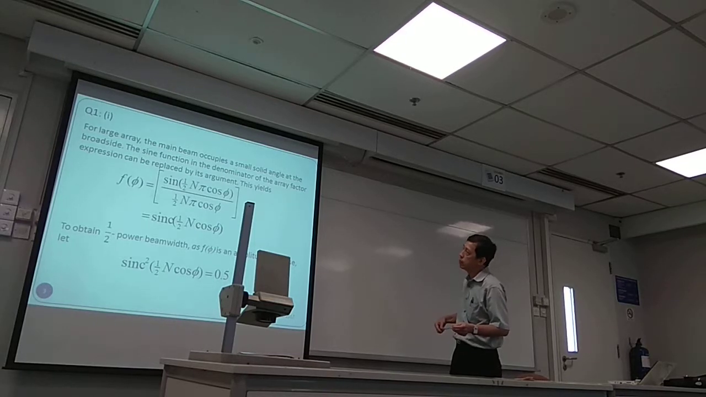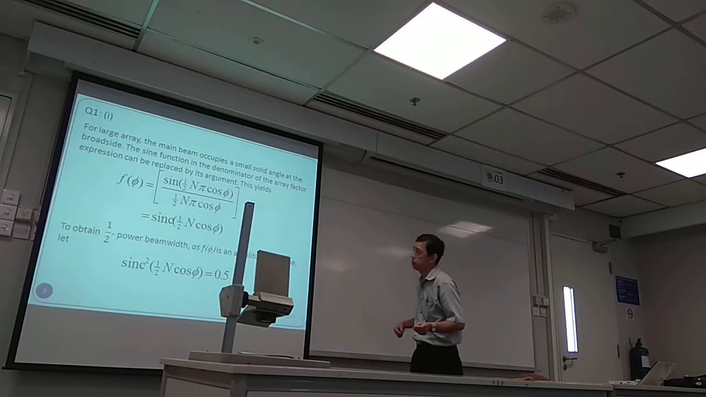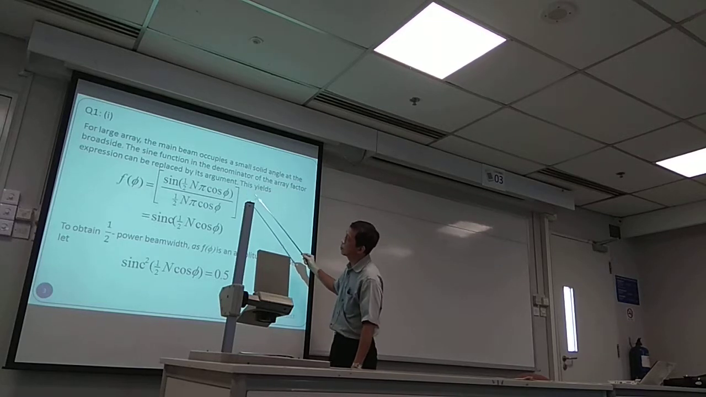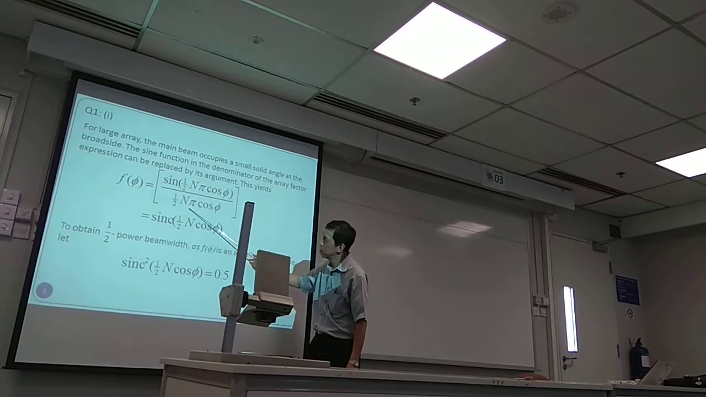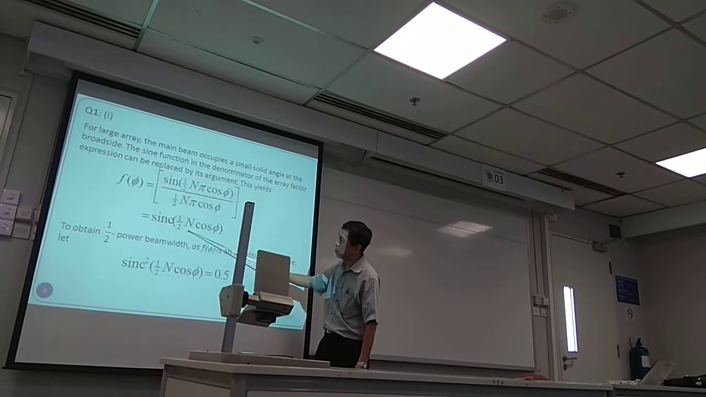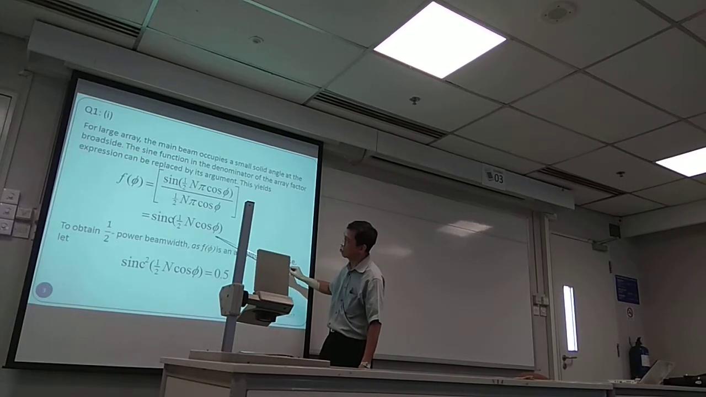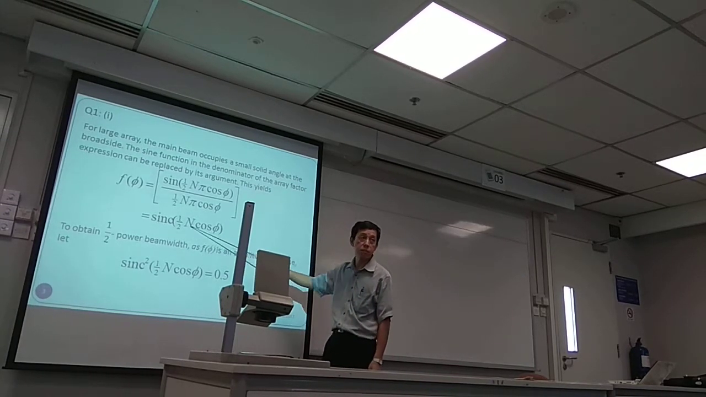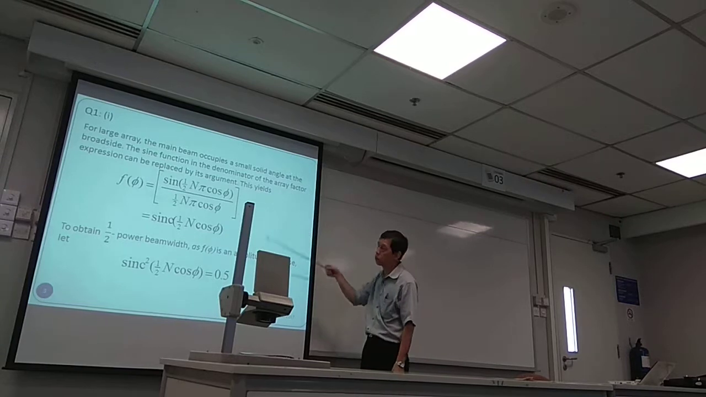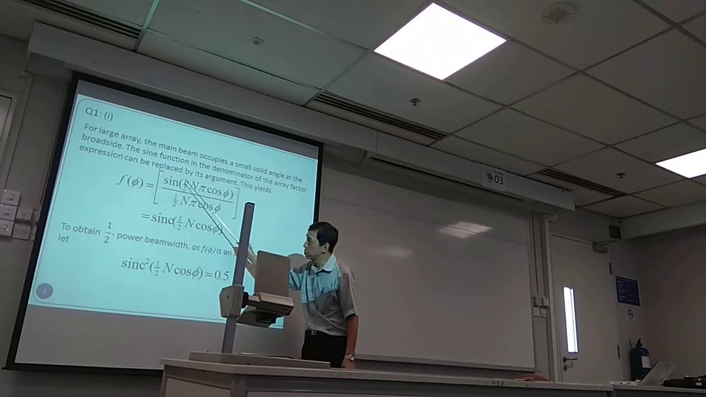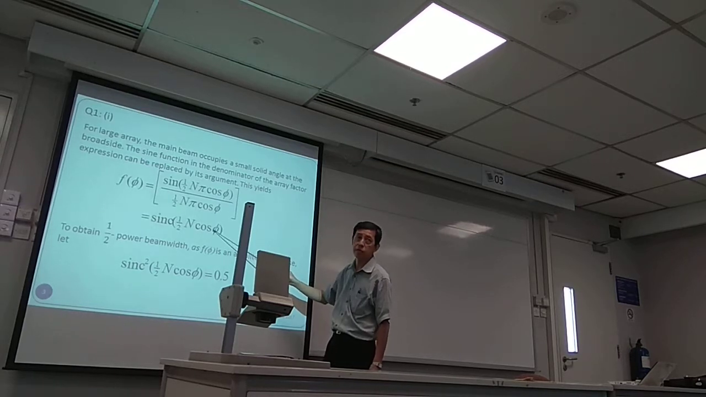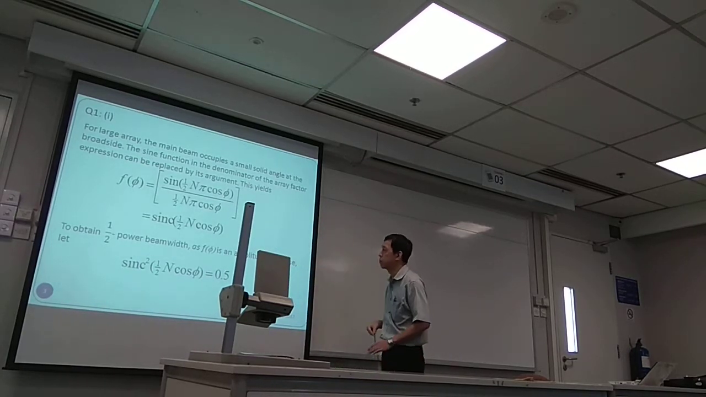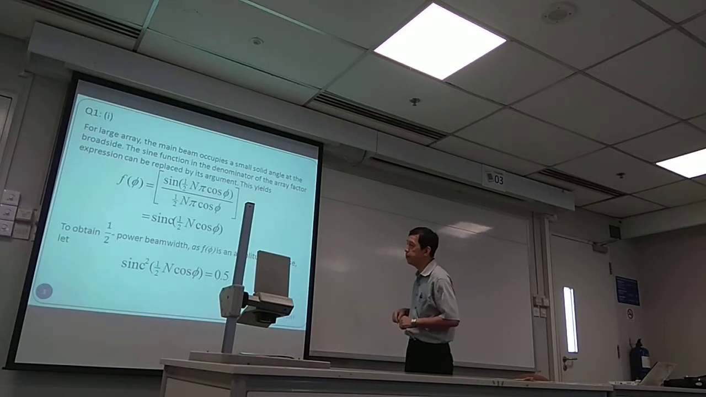Alright? So with that, we are then ready to derive the beam width, because with that assumption, the array factor can be reduced to a sinc function, and this is something that we have done in the last tutorial. Alright? So the array factor is now given to be sinc of 1/2 n cosine phi. If you have forgotten, refer to the previous tutorial.